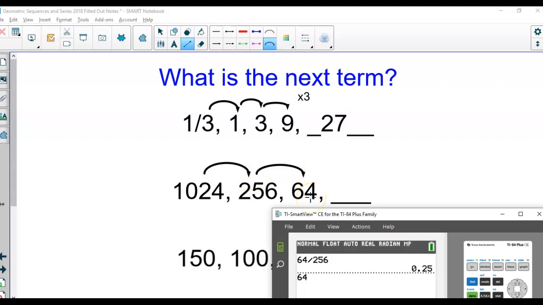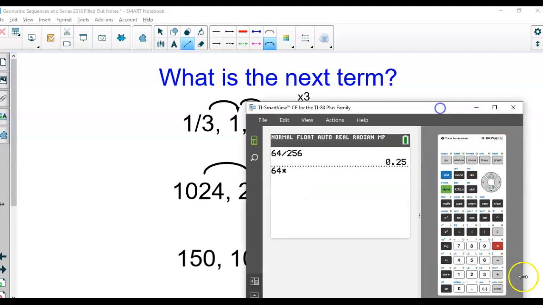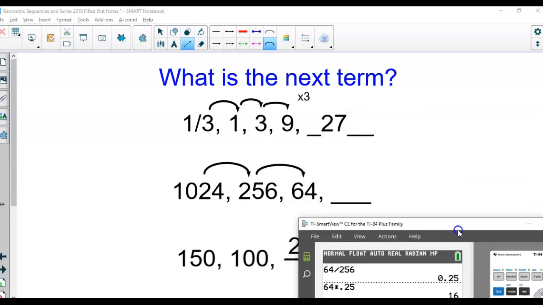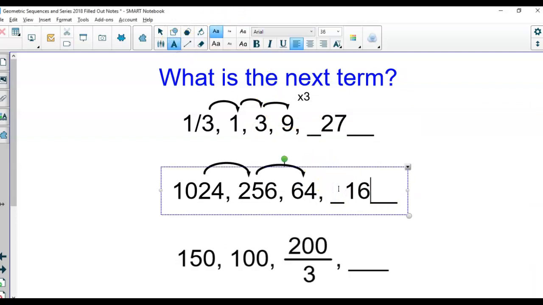And if you need to use your calculator, that's okay. So 64 times 0.25 gives me 16. Okay, so that's my next one. Just for time's sake, I'm going to skip this next one, okay?